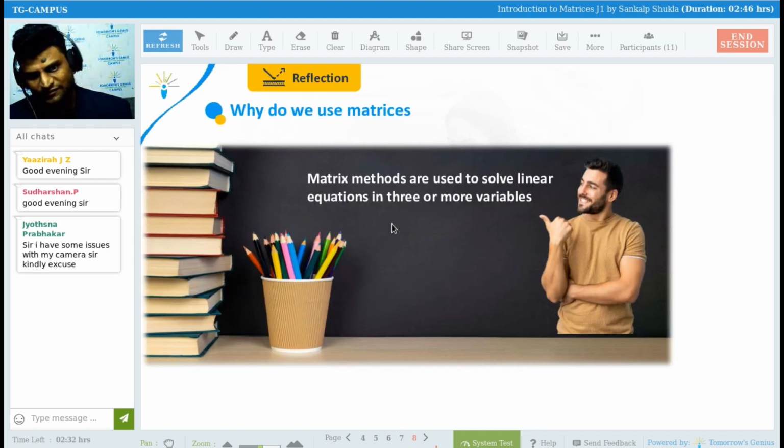So why do we use matrices? Matrix methods are used to solve linear equations in 3 or more variables.